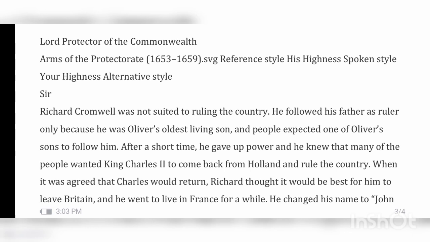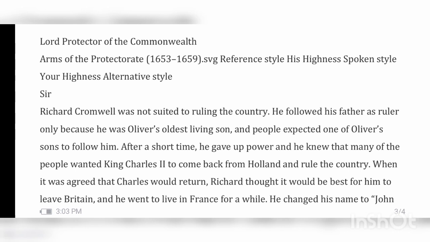Sir Richard Cromwell was not suited to ruling the country. He followed his father as ruler only because he was Oliver's oldest living son, and people expected one of Oliver's sons to follow him. After a short time, he gave up power, and he knew that many of the people wanted King Charles II to come back from Holland and rule the country.